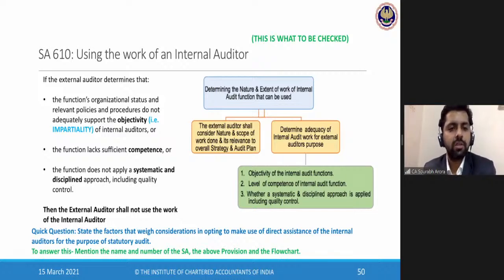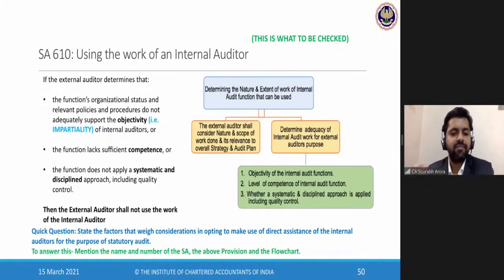So if the external auditor determines that the function's organization status and relevant policies and procedures do not adequately support the objectivity, so either the objectivity is not being met, or it lacks sufficient competence, or does not apply a systematic and disciplined approach, then the external auditor shall not use the work of the internal auditor. Please underscore the word shall, and this is the requirement of Standard on Auditing 610. So this is what is to be checked. These are the three things that have to be checked: objectivity, competence, systematic and disciplined approach, including quality control.